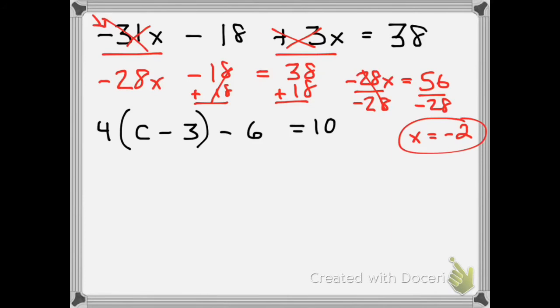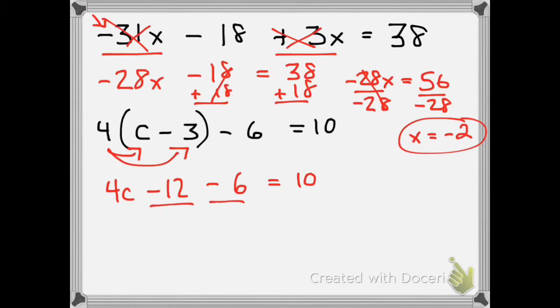Now this one's a little bit different because we have these parentheses. So what we need to do is distribute the 4 to both the variable and the number inside. So 4c, we don't know what the c is, so we just rewrite it as 4c. 4 times, well, this is actually a negative 3, so it's 4 times negative 3, which is negative 12, minus 6 equals 10.